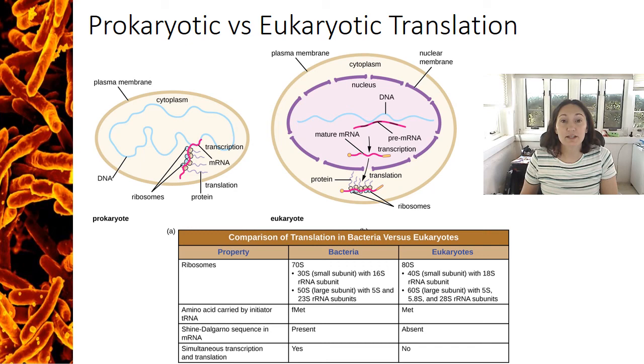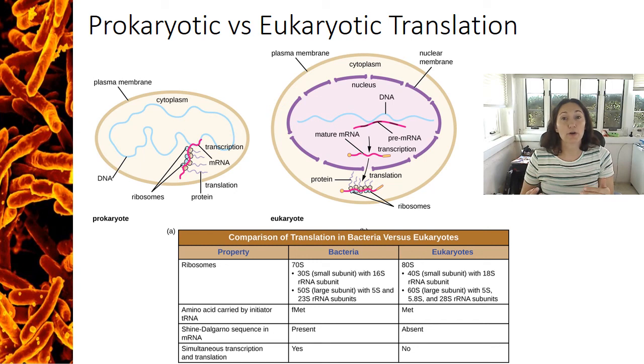But another key difference between the two is related to the fact that prokaryotes don't have a nucleus. In eukaryotes, the DNA is housed within the nucleus. This means that transcription has to happen in the nucleus because that's where the DNA is, but the ribosomes are actually out in the cytoplasm.